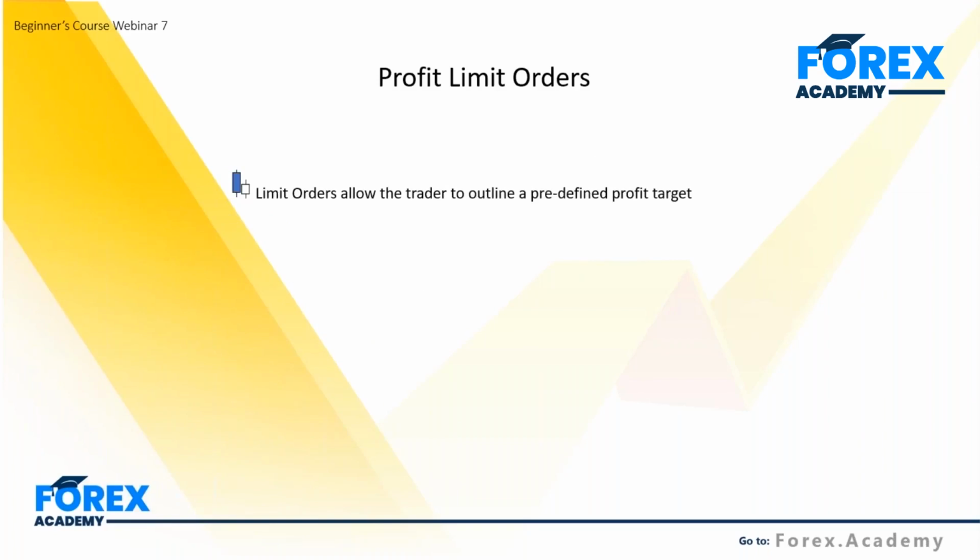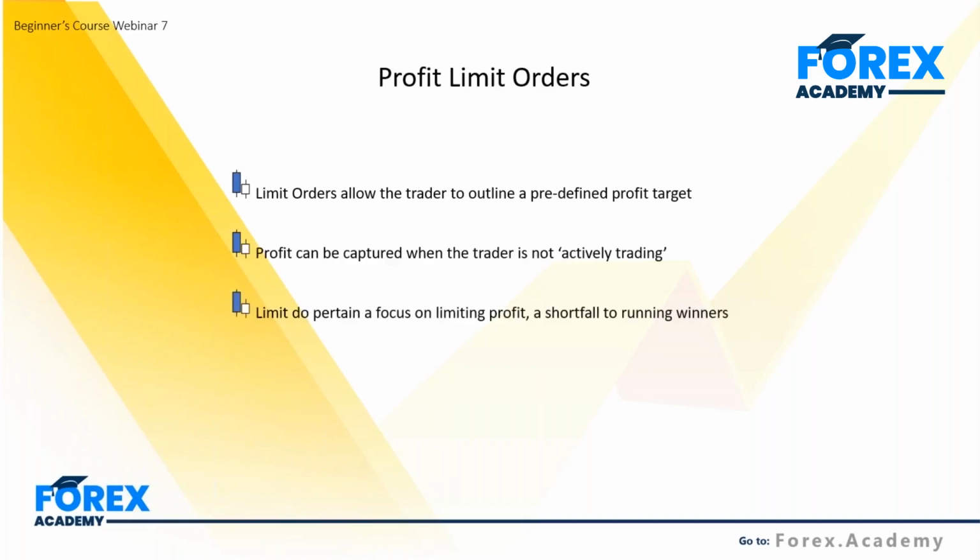Profit can be captured when the trader is not actively trading, like I suggested. Limit does pertain a focus on limiting profits, and that's a shortfall to running winners, which is not something that we'd focus on. Of course, we prefer to try and run our winners and cut our losers short, but do bear in mind that the take profit order or limit order has several advantages, and it helps traders to focus on a definite amount of pip gains. There are some traders who say, this is how I trade, this is my strategy: I want to place my stop loss at 25 pips, and I'm looking for a 60 or 75 pip winner.